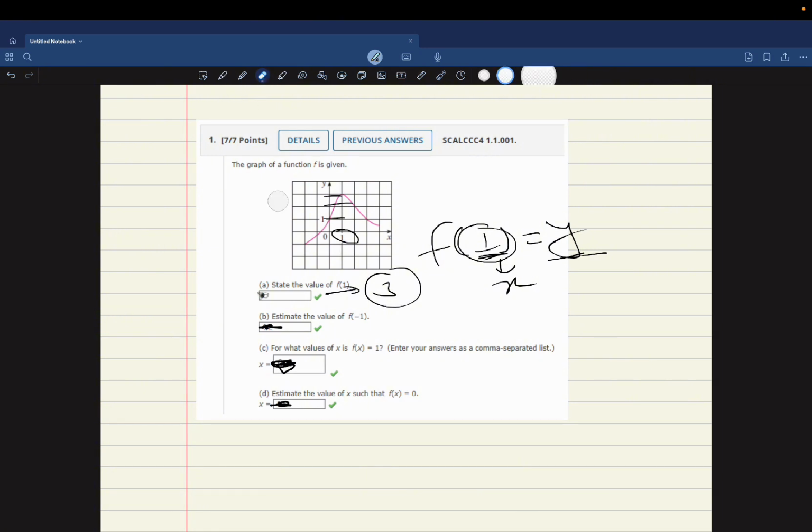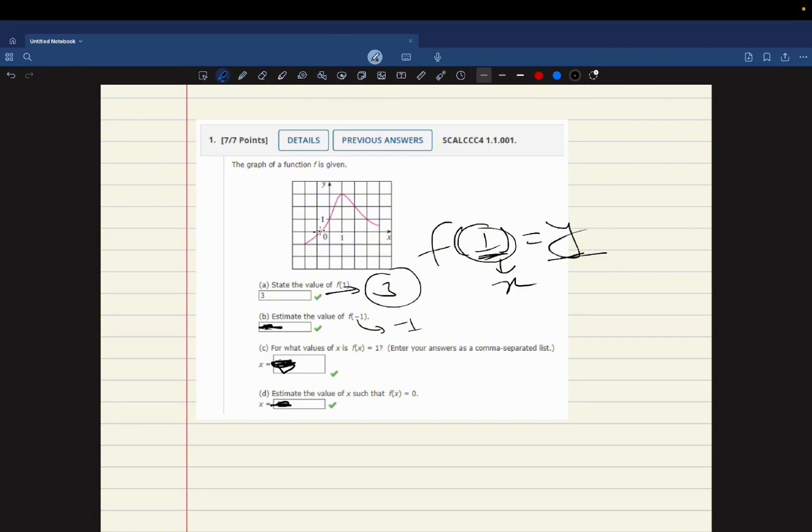So we can also reveal the answer and then double check. Okay, so that is how you find it. Now estimate the value of f(-1). So it is the same process. So let's see. The value of y when the value of x is -1. So let's plug in -1.